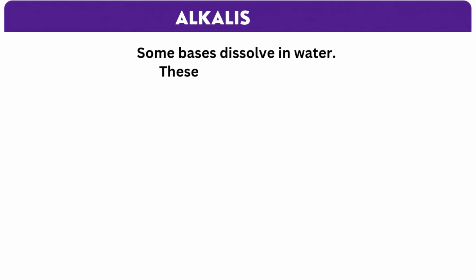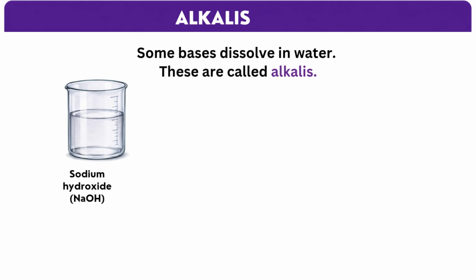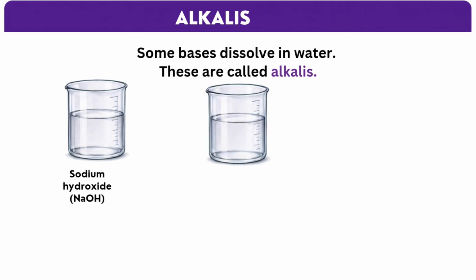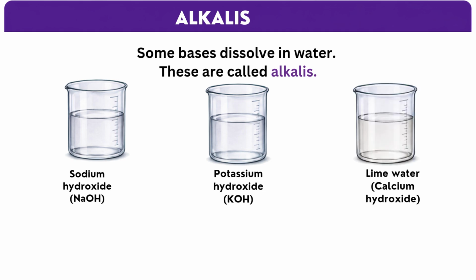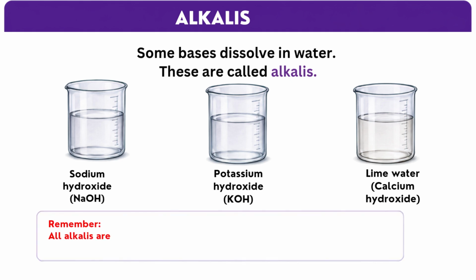What are alkalis? Some bases dissolve in water. These bases are called alkalis. Some examples of bases which dissolve in water are sodium hydroxide, potassium hydroxide, and lime water, which is also called calcium hydroxide. Remember, we can say that all alkalis are bases, but all bases are not alkalis.